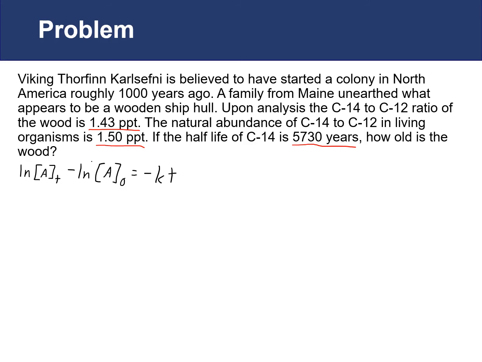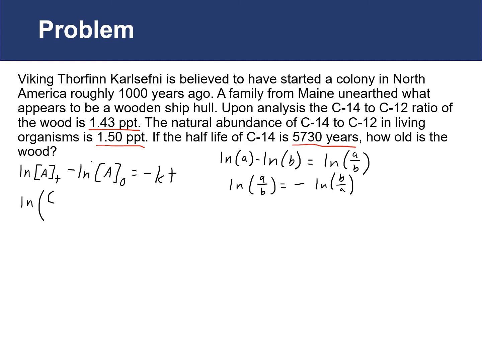Now, before we start plugging in numbers, we can actually simplify this using our rules for natural logs, right? The natural log of A minus ln of B is equal to the natural log of A over B, and the natural log of A over B is equal to the negative of the natural log of B over A. We can rearrange our equation to be the natural log of our concentration of A at time t over A naught is equal to minus kt. That's using our first rule.